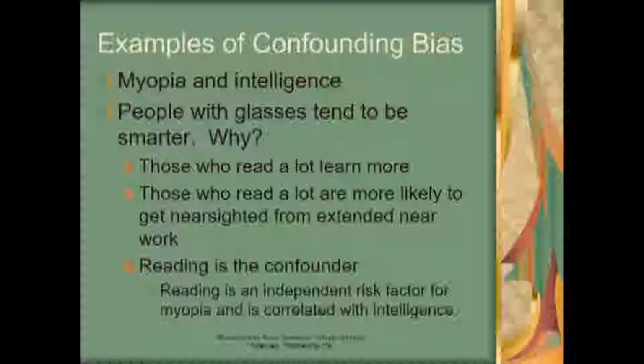Why would this be? Well, it could be that nearsightedness causes increased intelligence. It could be that increased intelligence causes nearsightedness. Or it could be a confounder, such as reading. Those who read a lot learn more, and those who read a lot are more likely to get myopic. So here, reading is the confounder. Reading is an independent risk factor for myopia and is also correlated with intelligence, or at least knowledge.